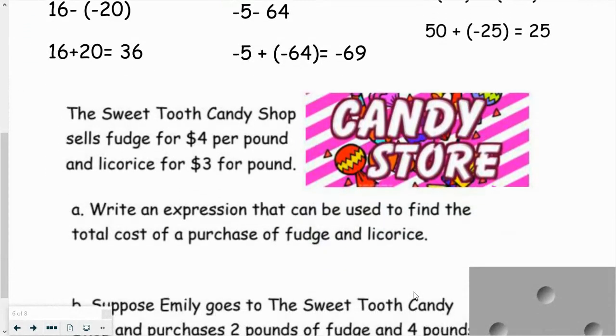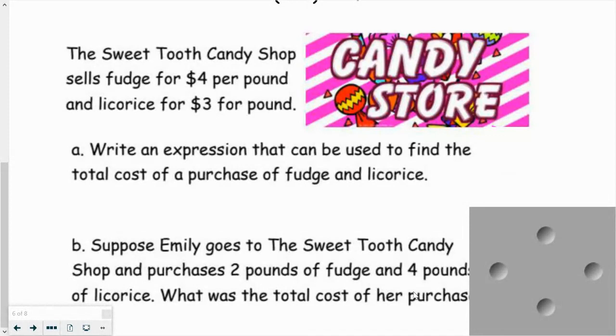We're going to talk about the candy shop. Okay, so we have the Sweet Tooth Candy Shop. Sells fudge for $4 per pound. Okay, that's another keyword, per. That's going to mean to multiply. And licorice for $3 for a pound. So if you buy multiple pounds, you would multiply how many pounds by 3.